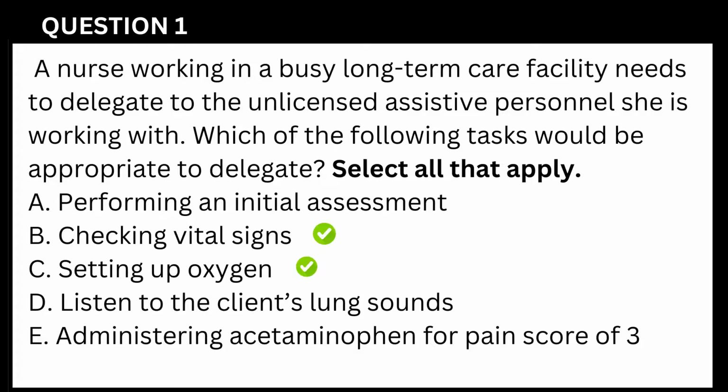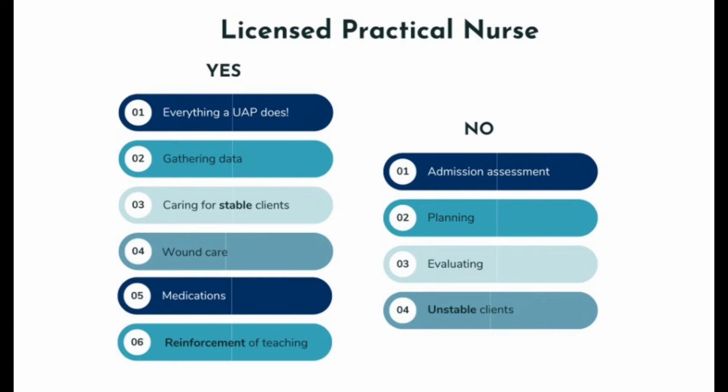Now, after knowing this, let's move on to the next set of people called licensed practical nurses. What are the things they are supposed to do, and what are the things they cannot do? The licensed practical nurse can do everything the unlicensed assistant personnel can do.